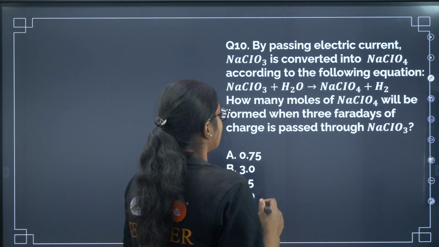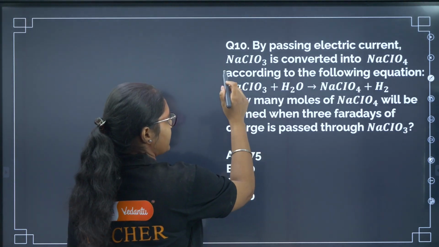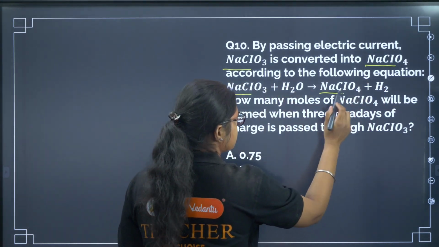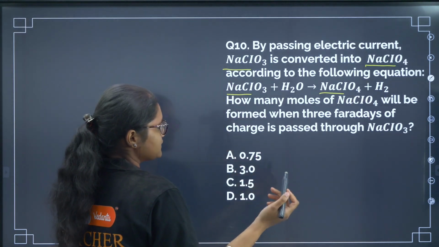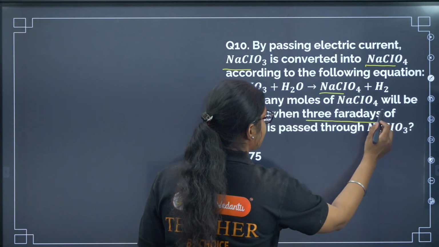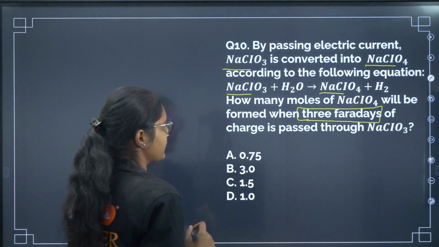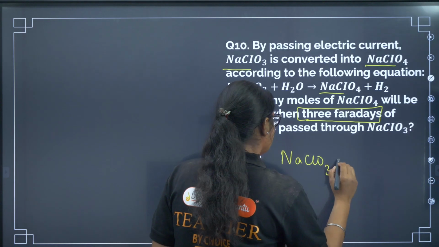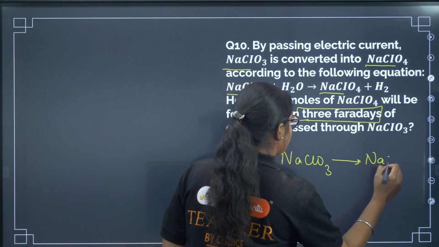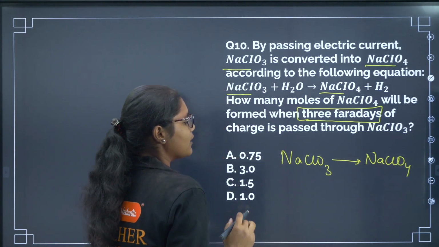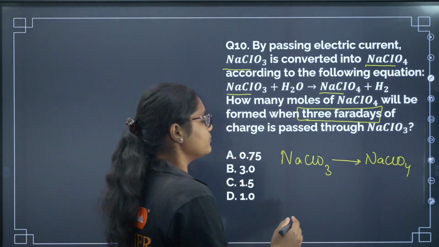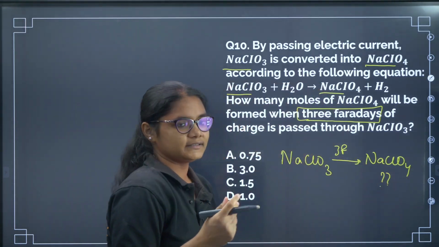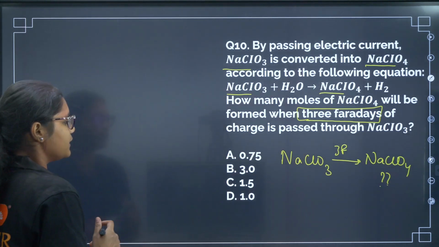Next, again a similar question. By passing electric current, NaClO3 is converted to NaClO4 according to the following equation. How many moles of NaClO4 will be formed when 3 Faradays of charge is passed? So what it is telling, we have NaClO3. When you pass current through this, it is getting converted to NaClO4, right? Now if you give 3 Faradays, then how much NaClO4 will form? That is the question.